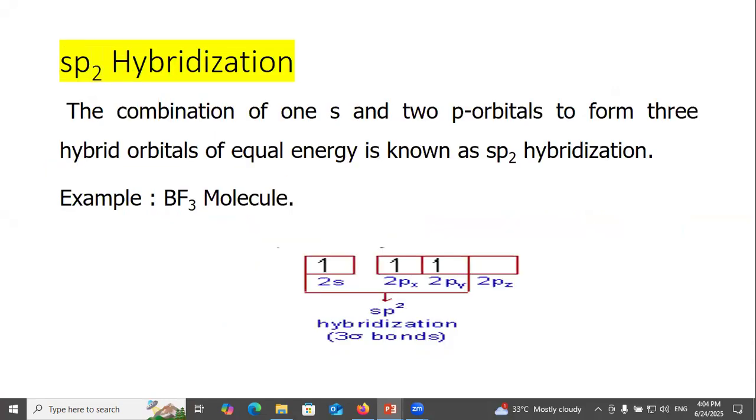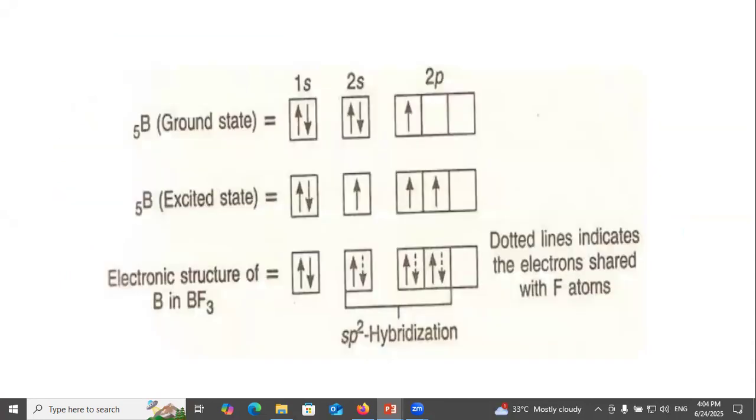sp2 hybridization: the combination of one s and two p orbitals to form three hybrid orbitals of equal energy is known as sp2 hybridization. Example, boron trifluoride molecule. In this case, boron in the ground state is 1s2 2s2 2p1, and one electron of 2s is excited in the excited state, giving the electronic configuration of BF3.